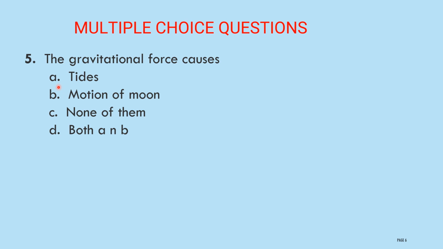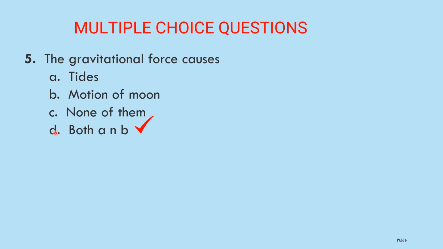The gravitational force causes option A, tides; option B, motion of the moon; option C, none of them; option D, both A and B. The correct answer is both A and B. Gravitational force causes even tides. Even the motion of the moon is because of the gravitational force.